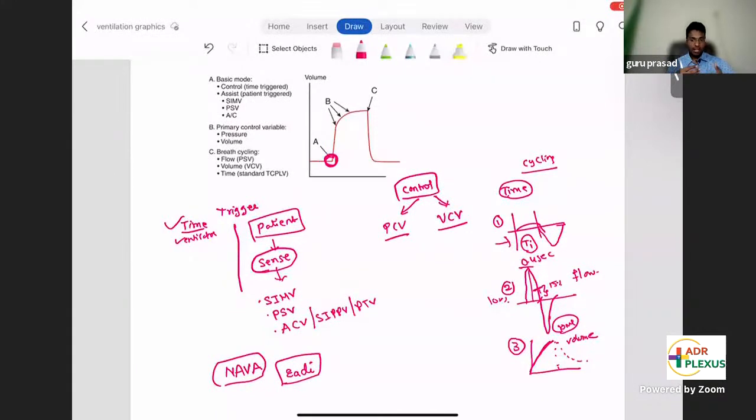This is currently the best trigger, because this happens exactly when the patient wants to breathe. But there are some problems with EADI also. So right now, remember there is a special mode of ventilation called neurally adjusted ventilatory assist, where the electrical activity of the diaphragm can act as trigger, it can act as control, it can act as cycling also. So in all these 3, this EADI can be there. So this is a special type of ventilation.